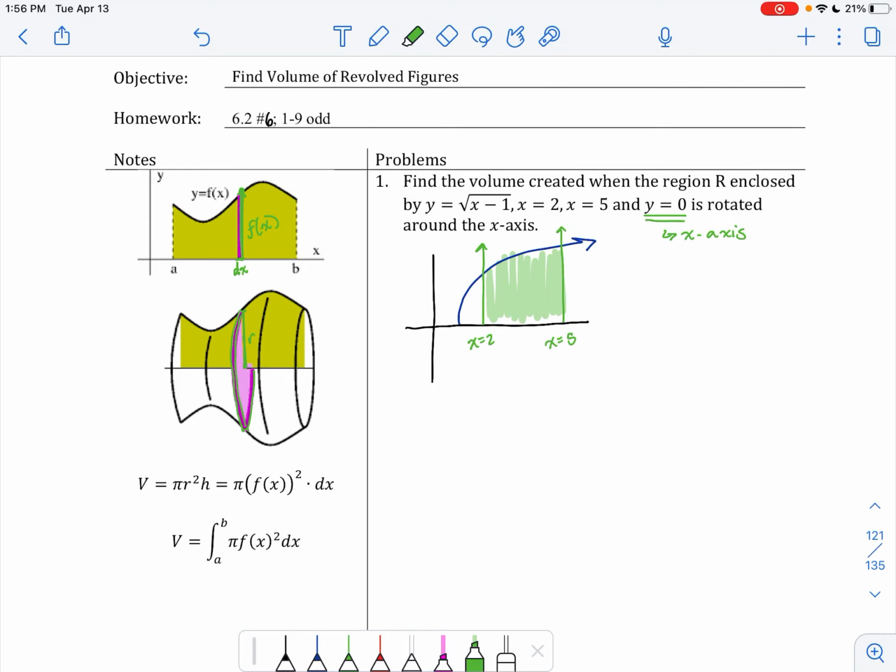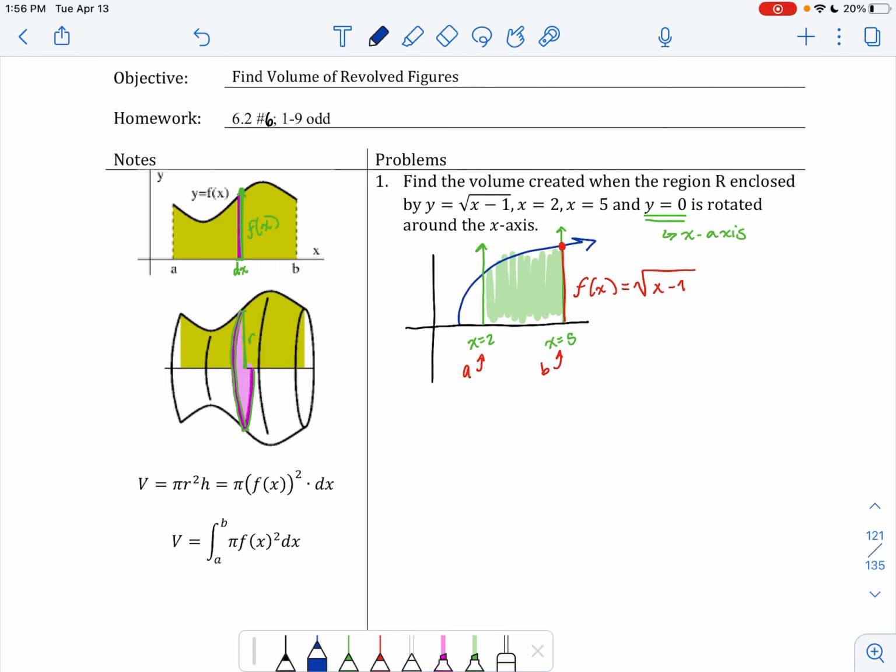And what that tells us, looking at our formula and function here, is that this is our a, here is our b, and f of x is equal to root x minus 1, like so. So that gives us our bounds, and we can plug it into our formula.